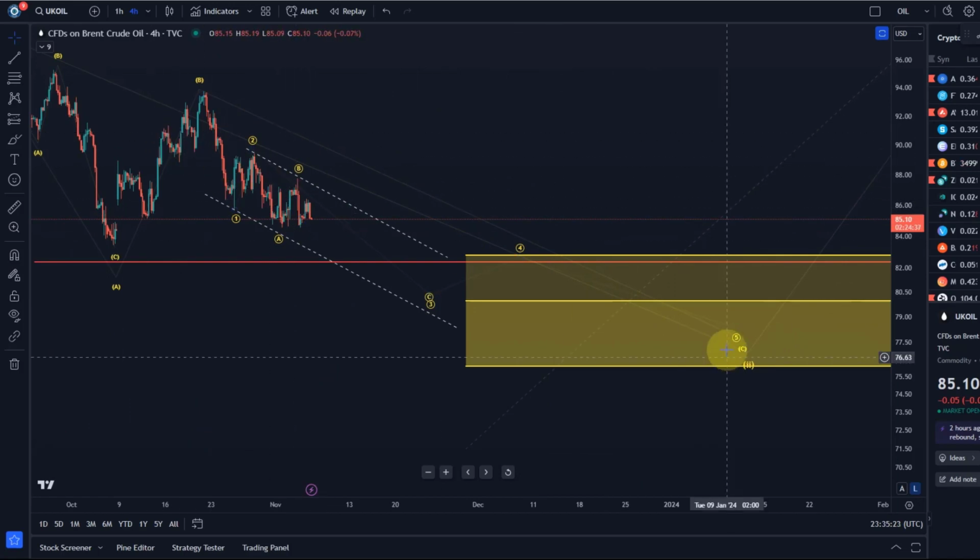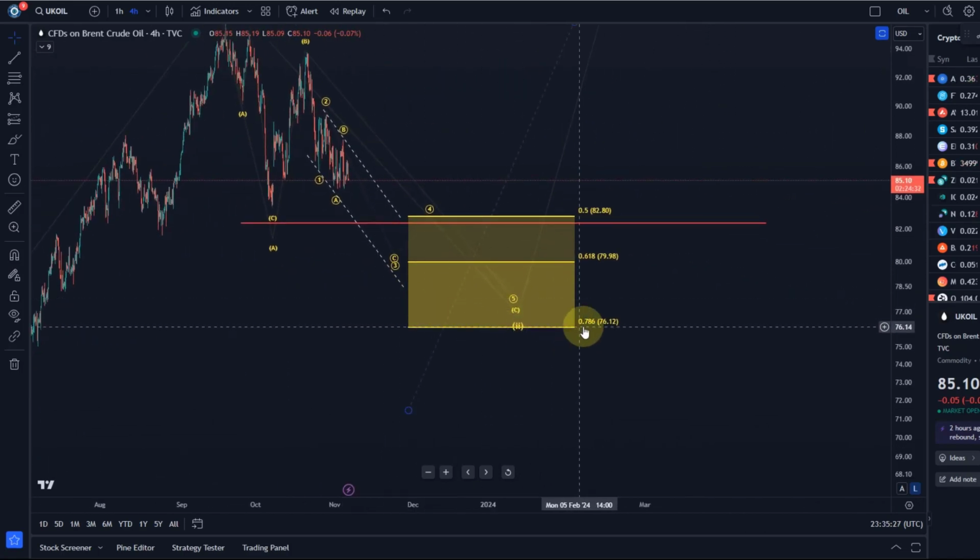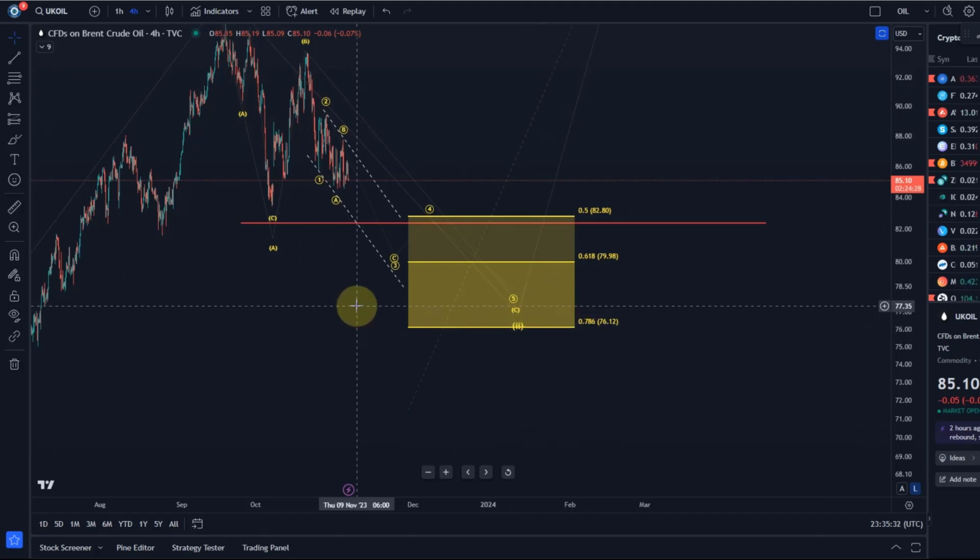So therefore, I am happy to go with this wave count at the moment. Would have to take a more bearish stance below $76. However, that's my update about oil.